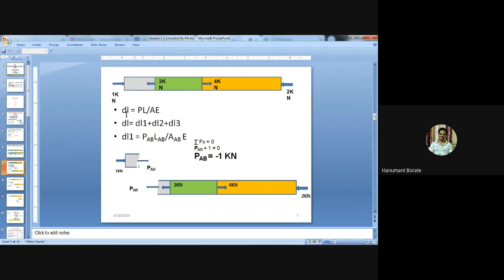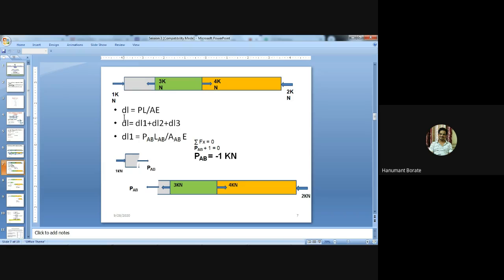So I have drawn this figure once again. Now we know that the basic formula is delta L equal to PL by AE. But here three members are connected together, so we need to find the deformation of each member. Then we will add the deformation of each member. Because the length of each member is different, we will get different deformations. The area of cross section is the same.